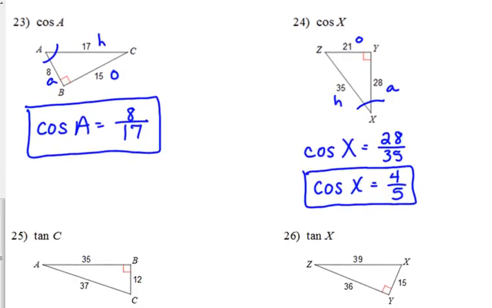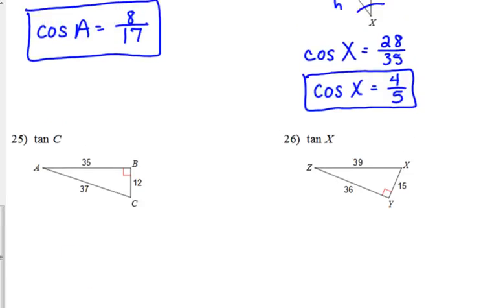Okay, tangent. Label the hypotenuse. Angle C, so 12 is the adjacent, 35 is the opposite. So the tangent of C is equal to the opposite, 35, over the adjacent, 12. I don't think that will reduce.